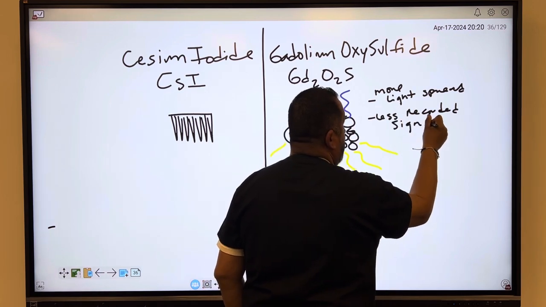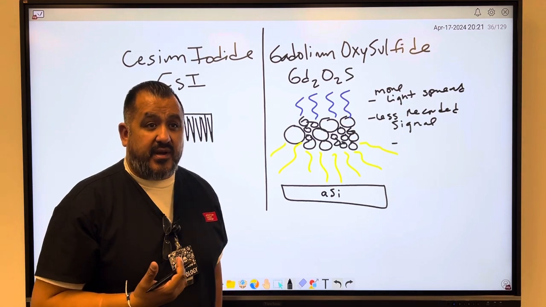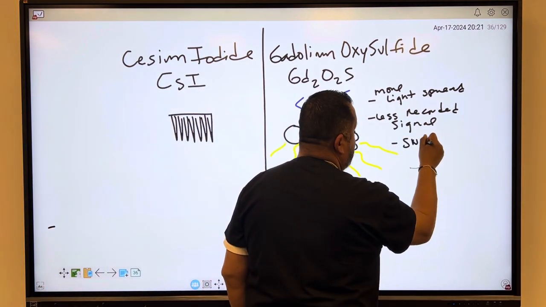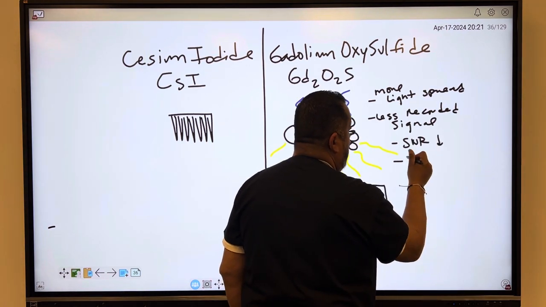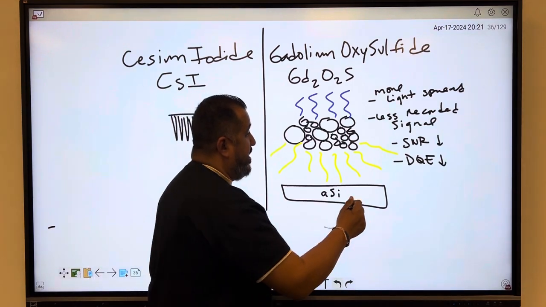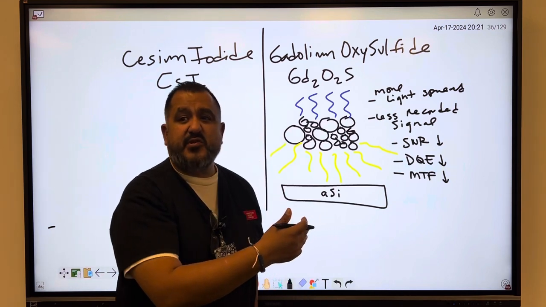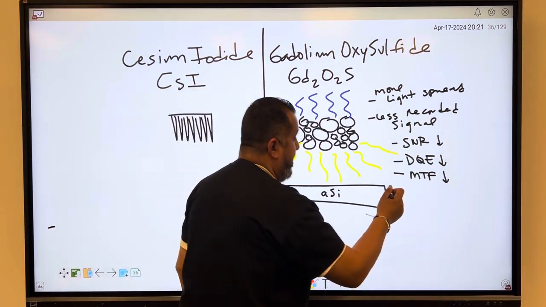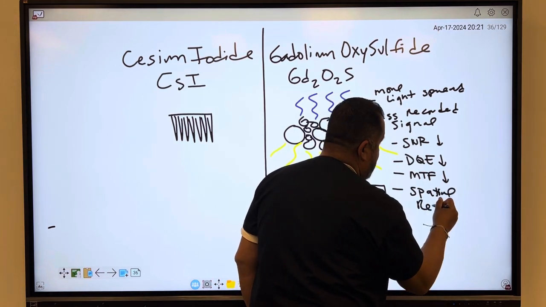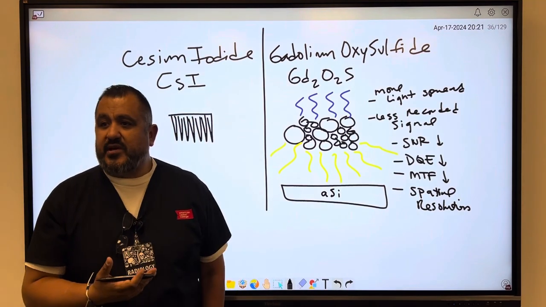If you have less recorded signal, you're losing some of the information that is going through the object, correct? So what do you think it's going to do to SNR? You're going to have a lower SNR. You're going to have a lower detective quantum efficiency. You're going to have a lower MTF, modulation transfer function. You're losing some of the trueness of the signal, and it's going to decrease spatial resolution. So this is where all this comes into play. It has a negative impact on spatial resolution.